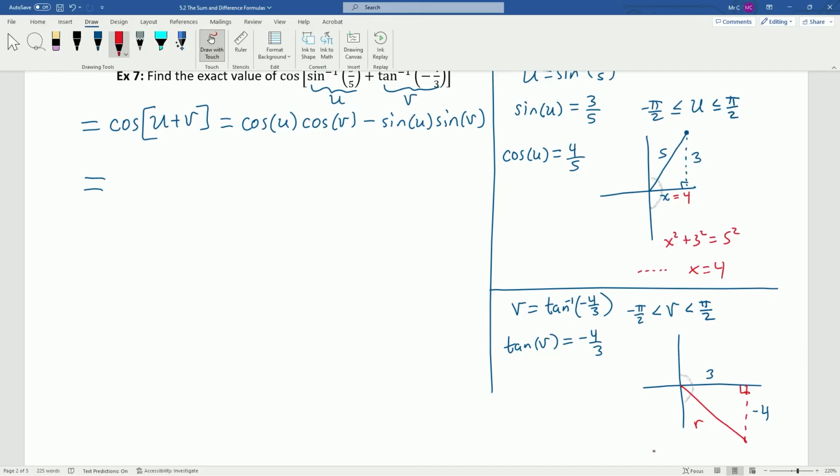Again, this is another 3, 4, 5 triangle. 3 squared plus 4 squared equals r squared. r is 5. I'm skipping solving that algebra: 9 plus 16 is 25, take the square root, it's 5, right? So that tells me that sine of v is negative 4 over 5, and cosine of v is 3/5.